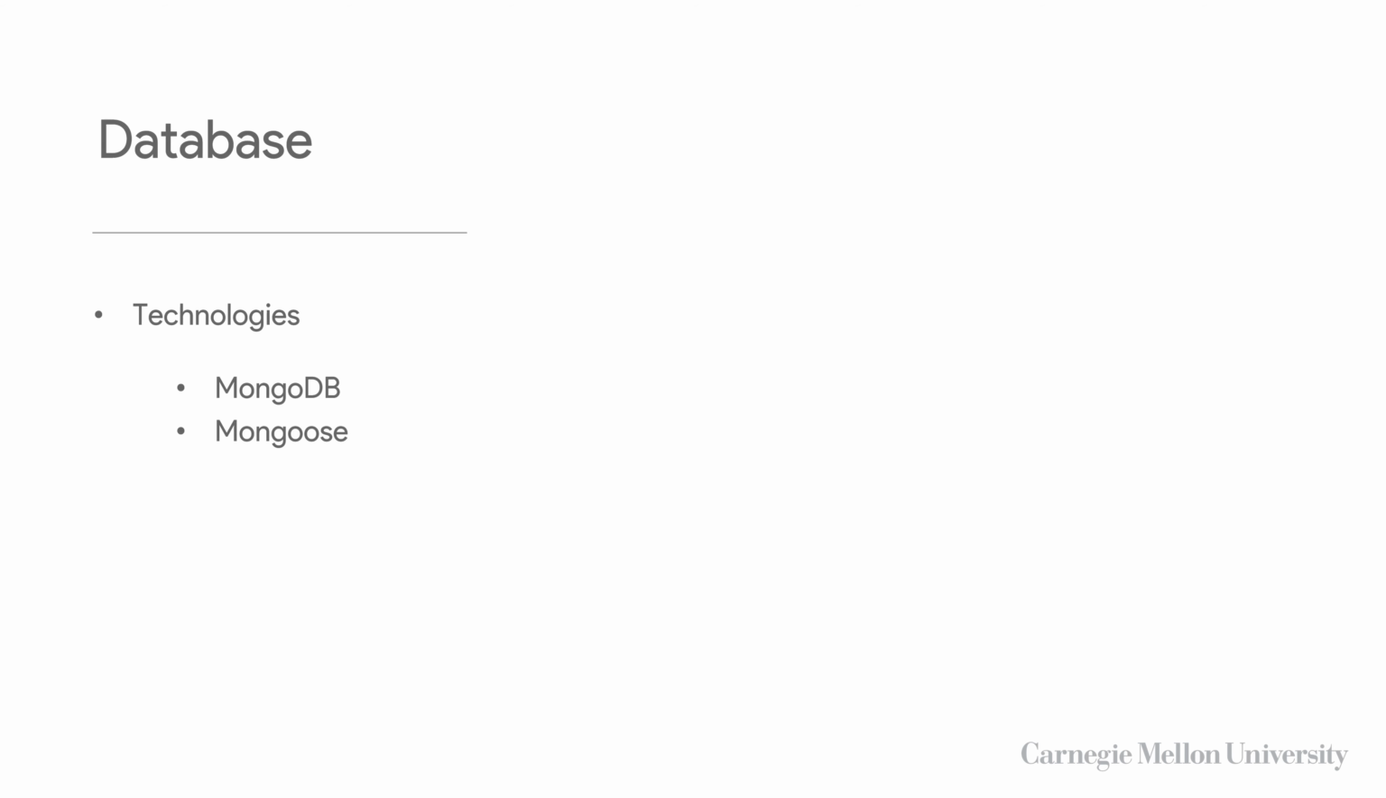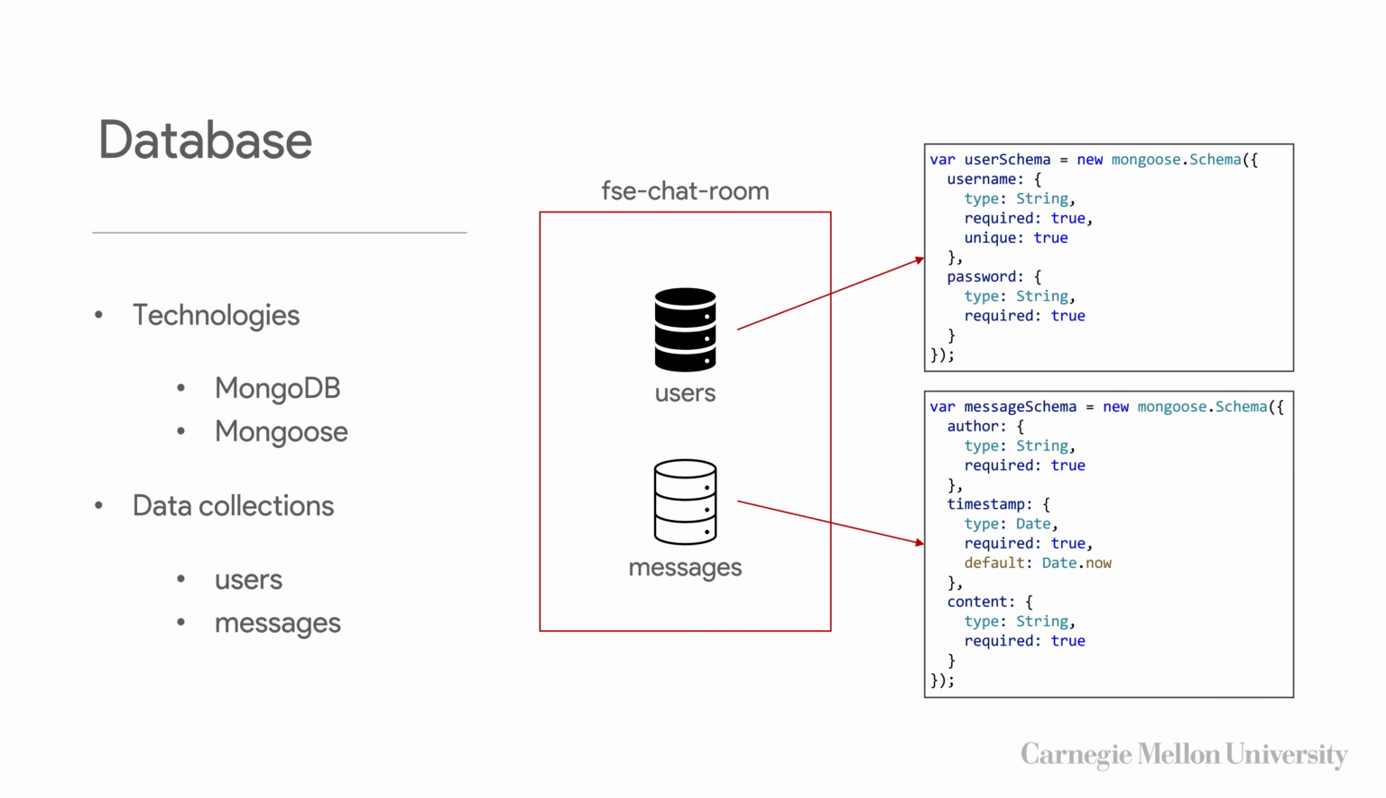I use MongoDB as the database and Mongoose to interact with it. Mongoose provides a schema-based solution to model the data. In my application, there are two data collections, one for the user information and one for the messages. They are defined by two schemas as shown on the right side. The user model has two properties, which are username and password. The message model has three properties, which are author, timestamp, and content.